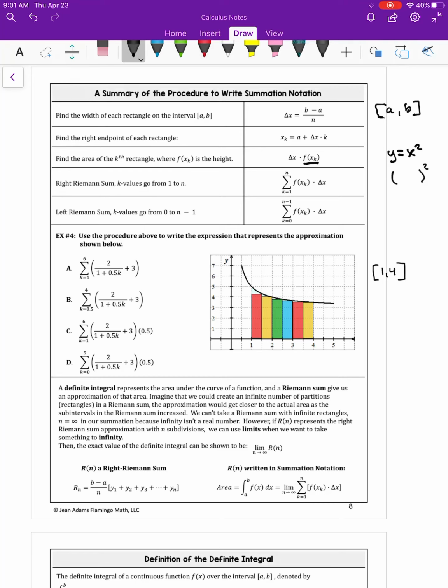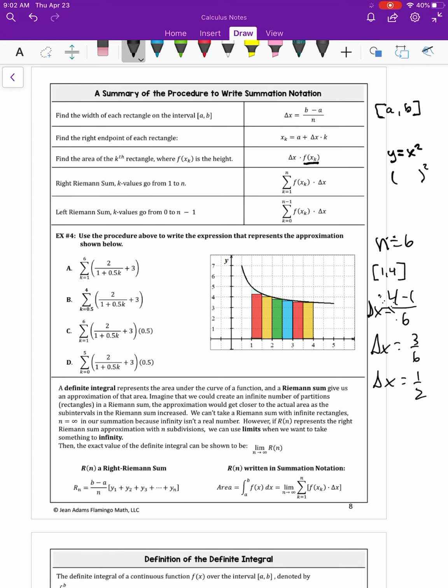Okay, so example number 4. Use the procedure above to write the expression that represents the approximation shown below. So if I'm looking at this, I have some function. They haven't told me what. But when I look at it, it looks like I'm going from 1 to 4. So that would be my closed interval from 1 to 4, my A and my B. And it also looks like my delta x is 1/2. So, and I've got 1, 2, 3, 4, 5, 6 rectangles. So my n is 6.